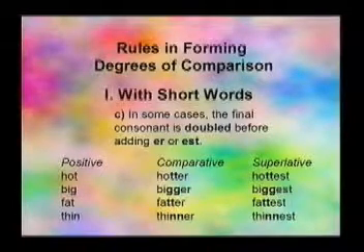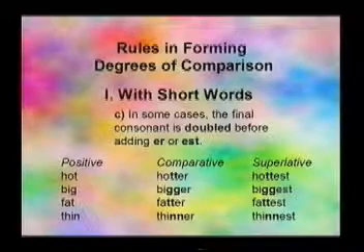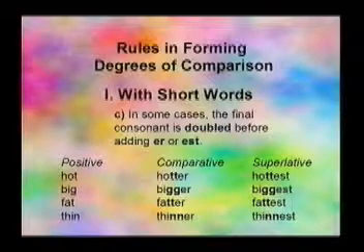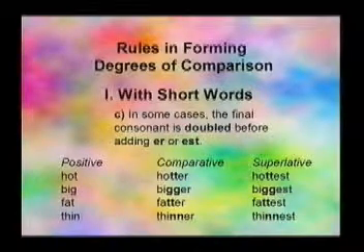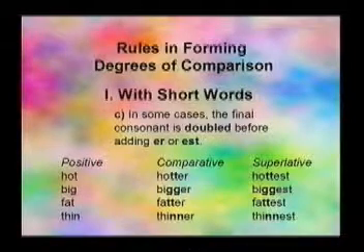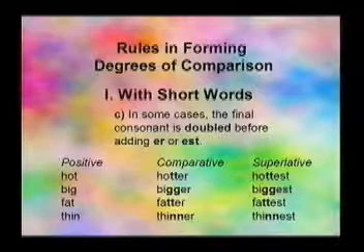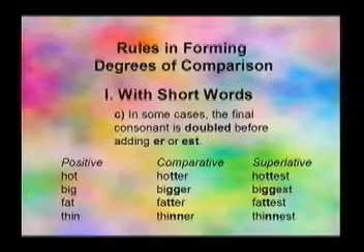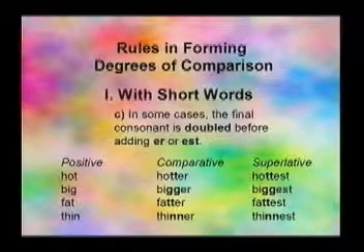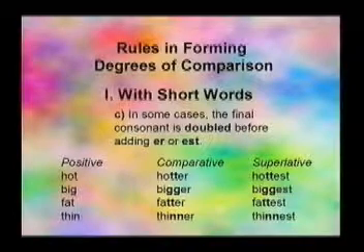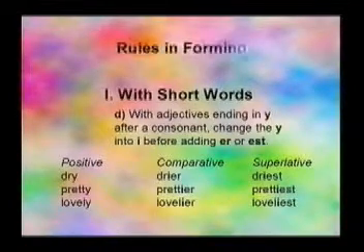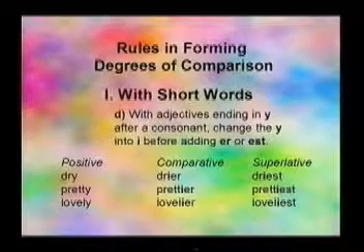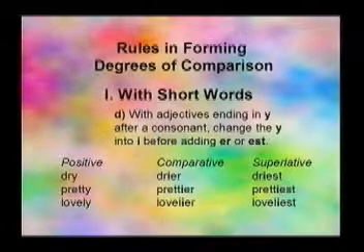However, in some cases, the final consonant is doubled before adding ER or EST. For example, positive, hot, comparative, hotter, superlative, hottest. Big, bigger, biggest. Fat, fatter, fattest. Thin, thinner, thinnest. With adjectives ending in Y after a consonant, change the Y into I before adding ER or EST.